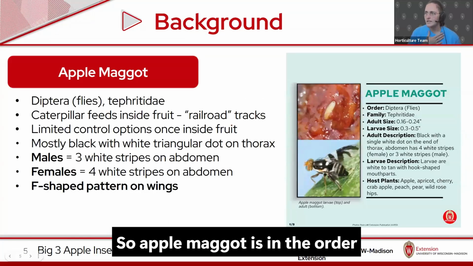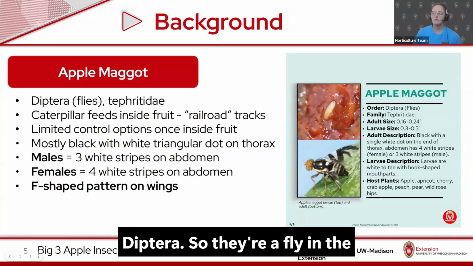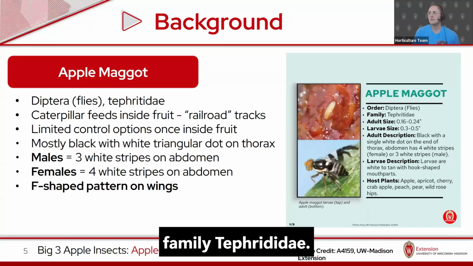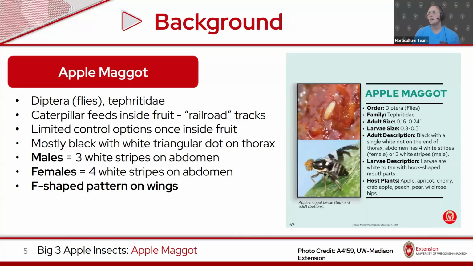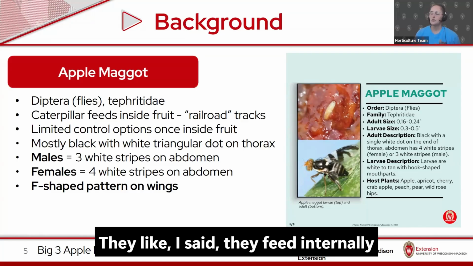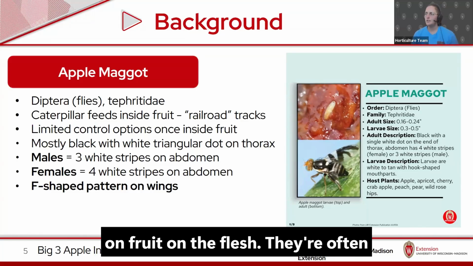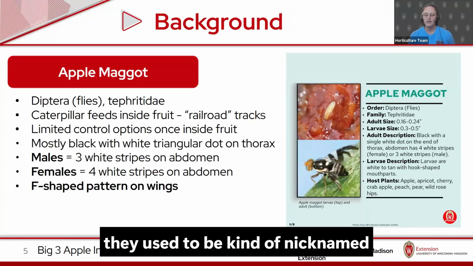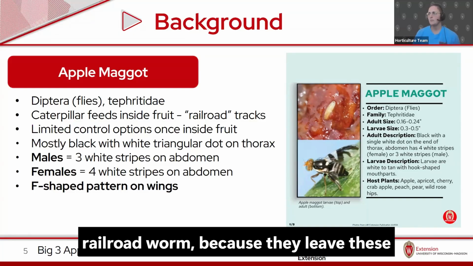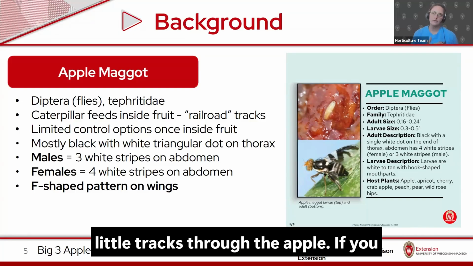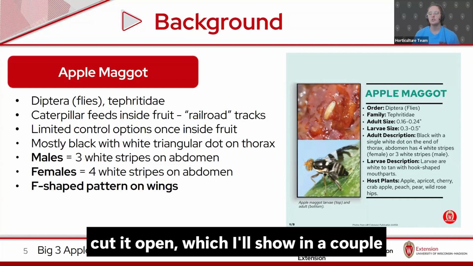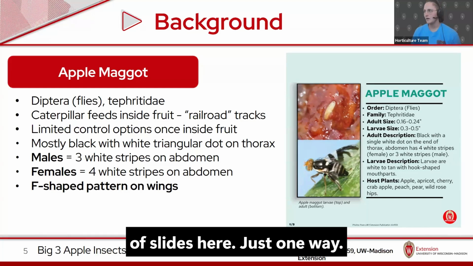So apple maggot is in the order Diptera, so they're a fly in the family Tephritidae. Like I said, they feed internally on fruit, on the flesh. They used to be nicknamed railroad worm because they leave these little tracks through the apple if you cut it open, which I'll show in a couple slides here.